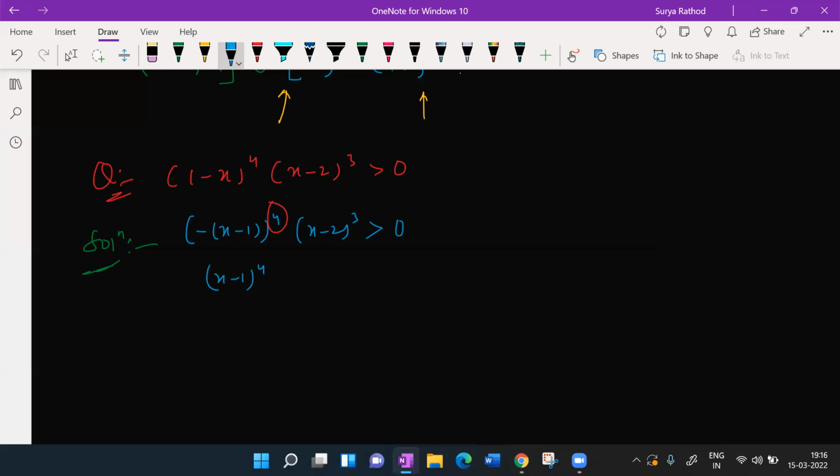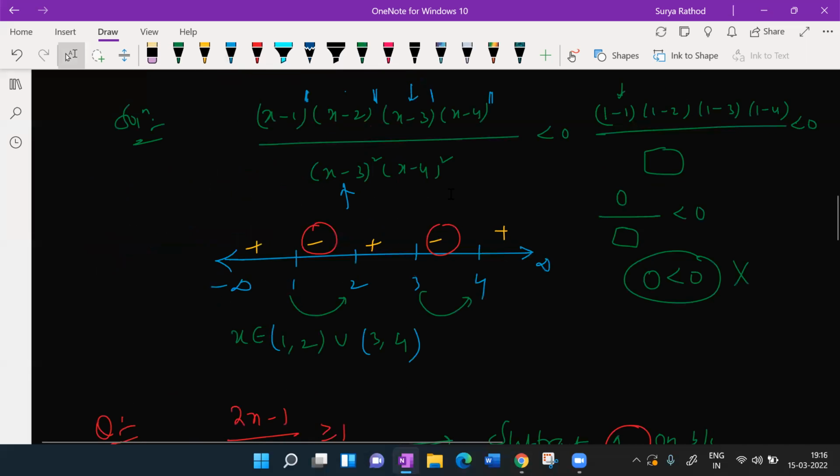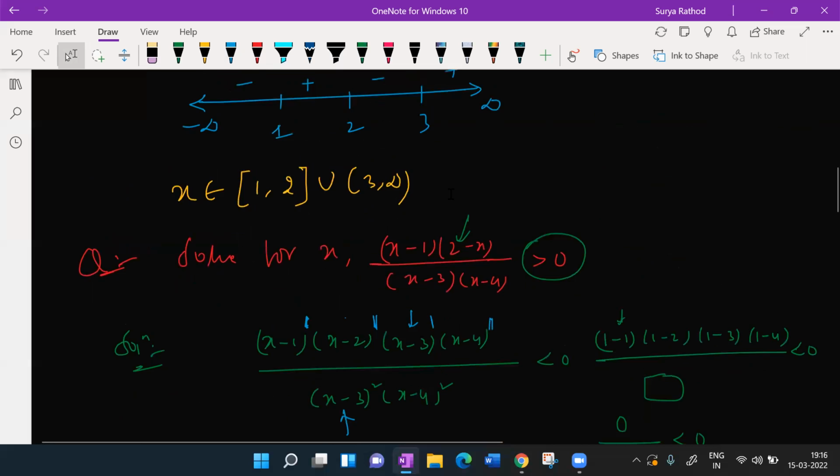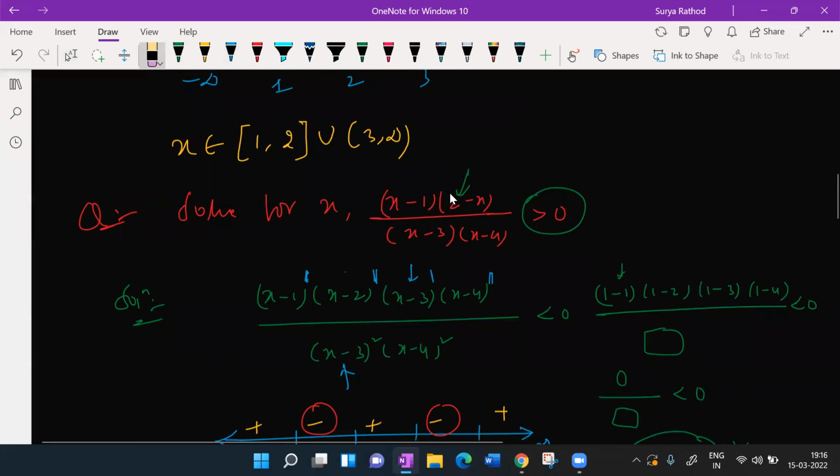Sir, but that sign is changed, right? Yes, if the sign will change, then the inequality will change. Inequality changes, but that is when you have odd powers. Look at this here. What we had here was 2 minus x, right? I took minus common. Greater than or equal to 0 becomes less than or equal to 0.